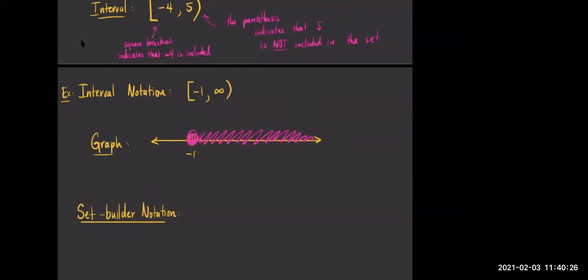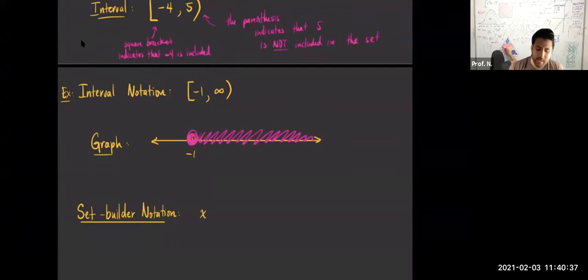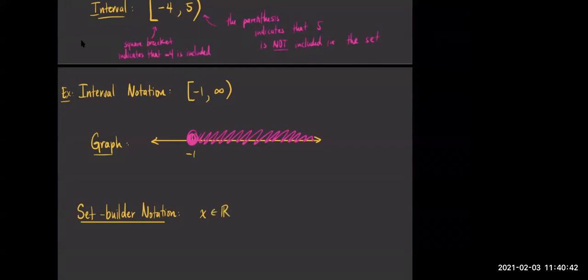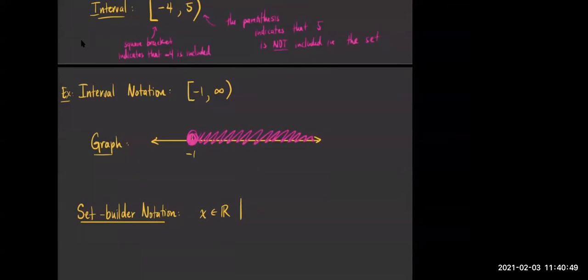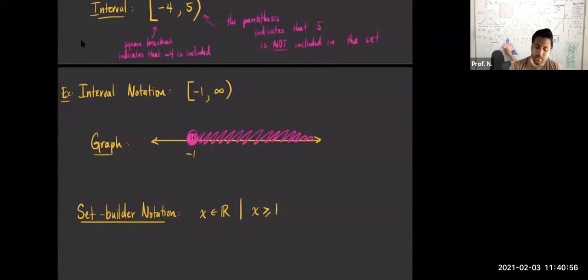For set builder, x is, I'm guessing, a real number. Right. And how do you say that it's a real number? We use that little element-of symbol, right? x is an element of the real numbers such that x is greater than or equal to -1. Right, greater than or equal to, and we also don't forget the curly braces around it.